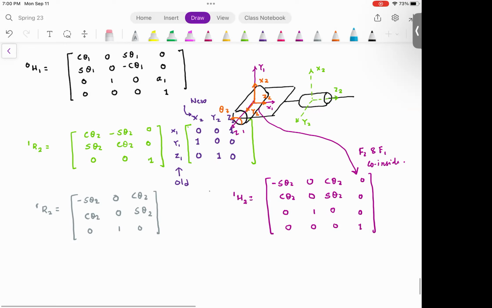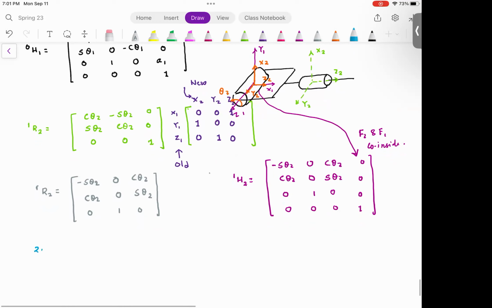Let's move on to the last one, 2R3. And here, the last joint is a revolute joint. Unlike the previous problem, where we had a prismatic joint, here we have a revolute joint. What that means is we have to take into account the rotations.